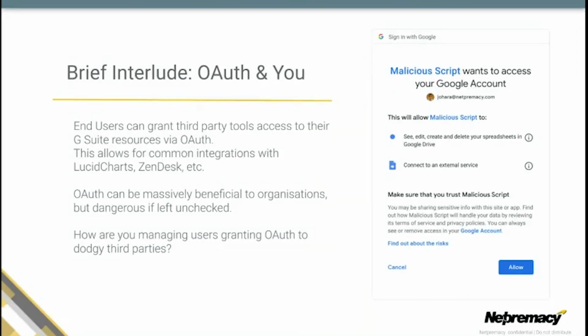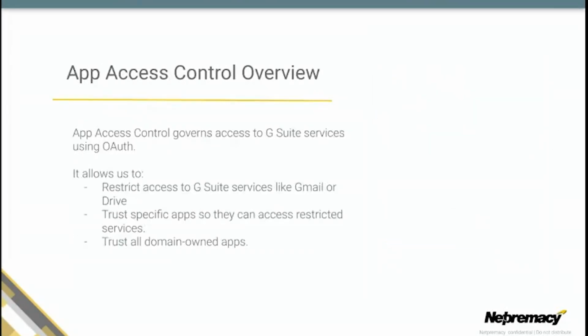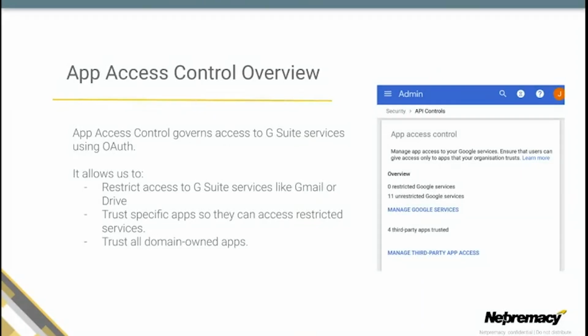So if I pose a question to the folks on the call, if I'm one of your users, what are you putting in place to stop me from hitting that big blue Allow button and forfeiting access to all my data to some random unknown third party? And I hope for a lot of organizations, the answer would be, oh, hey, we'll just configure app access control in the G Suite environment.